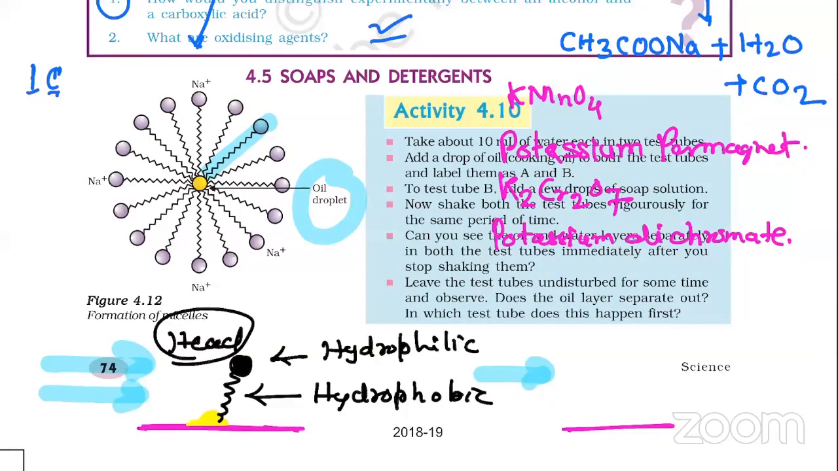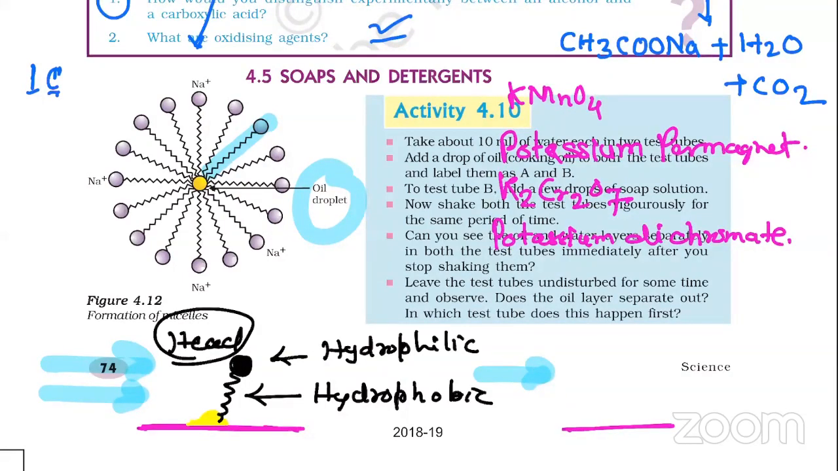Is it clear, everyone? So soap has two parts: one is the hydrophilic part and one is the hydrophobic part. And the oil droplets are hydrophobic in nature. So the hydrophobic part of the soap and the oil droplet will combine together. Since the head part of the soap is water soluble, it will dissolve in water and take away the oil along with the soap molecule.